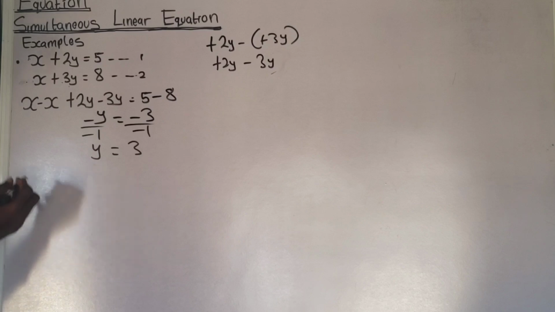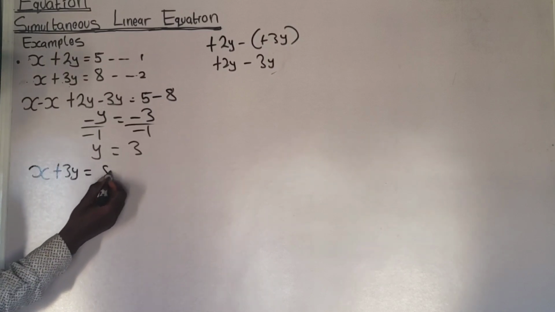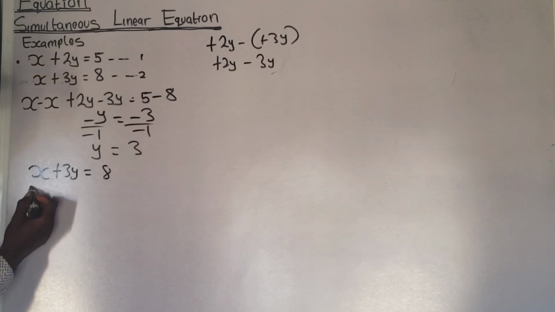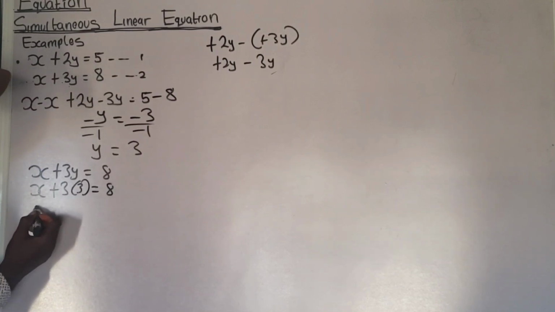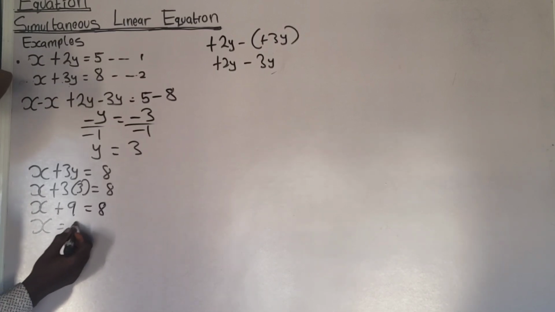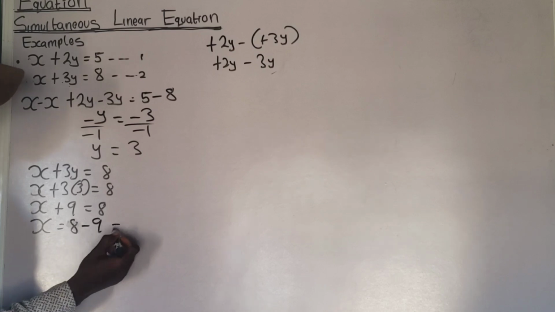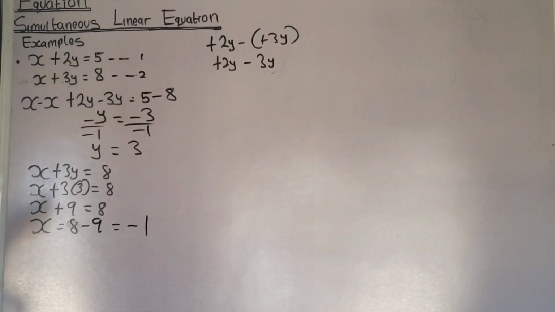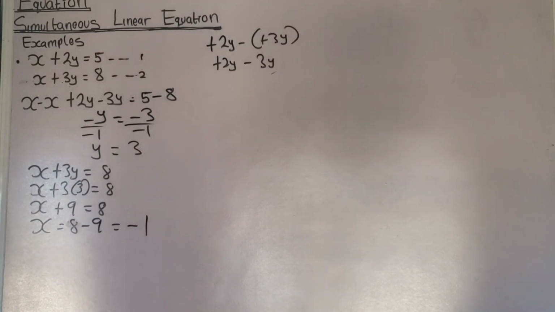So let's substitute. Equation 2 is what? x plus 3y is equals to 8. Now, when y is 3, I'm going to have x plus 3 into bracket 3 is equals to 8. x plus 9 is equals to 8. Therefore, x is equals to 8 minus 9. 8 minus 9, this is negative 1. So y is 3 and x is negative 1.